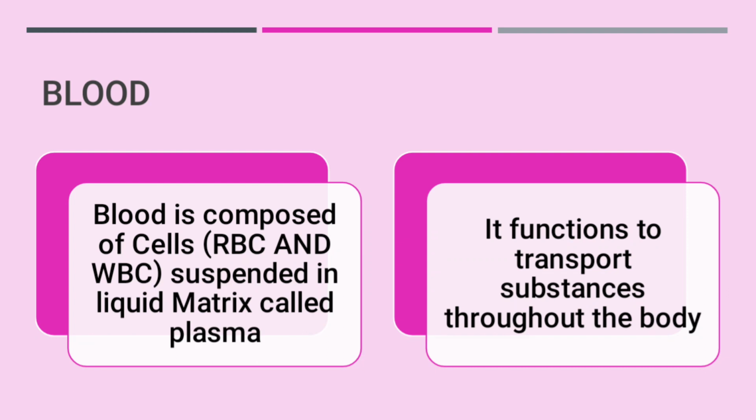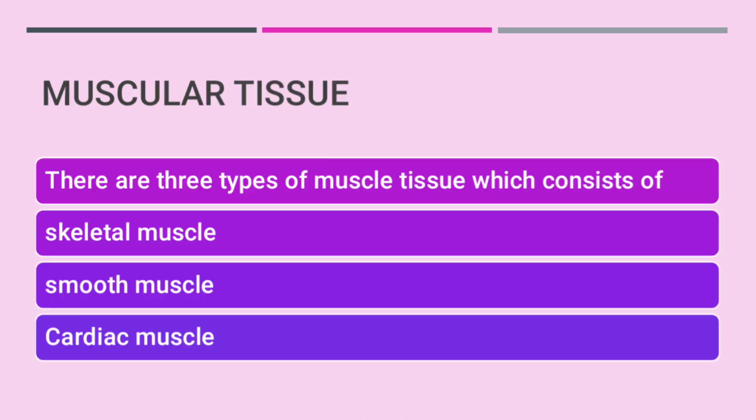Another type of connective tissue is the fluid connective tissue, called blood. Blood is composed of cells like RBCs and WBCs suspended in a liquid matrix called plasma. It functions to transport substances throughout the body.